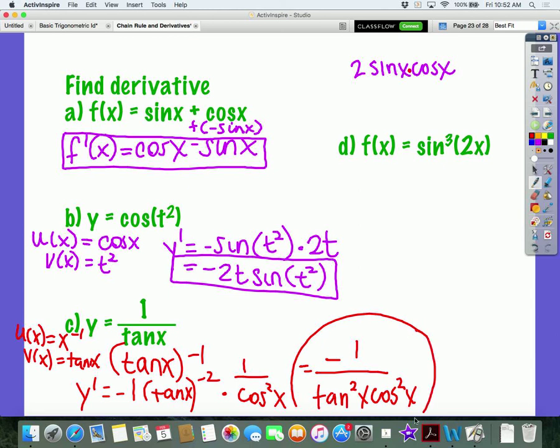That's negative 1 because it was a negative here. When you brought down the exponent in front, that started the derivative. So you brought it down, and you subtracted 1 from the exponent. So we took tangent x and plugged it in to the x.